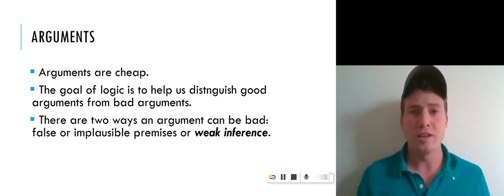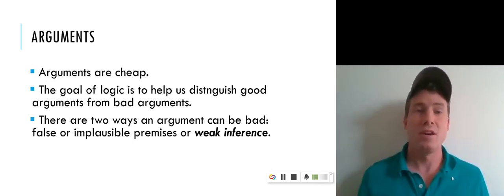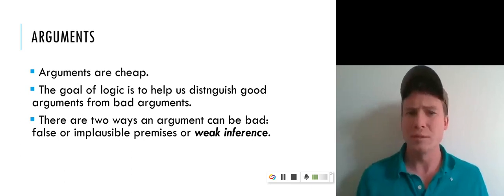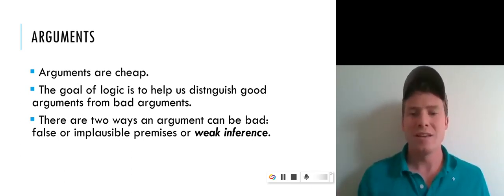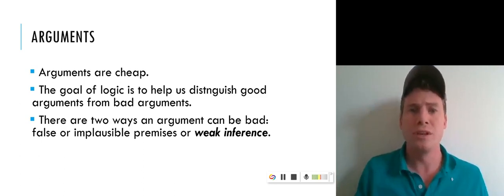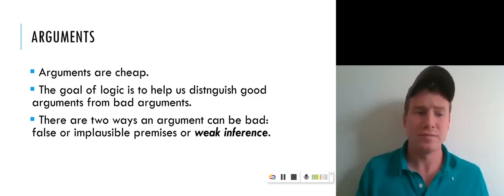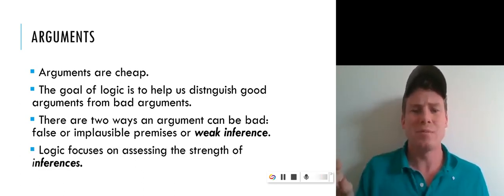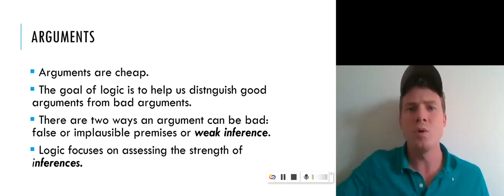Now, there are two ways in which an argument can be bad. First, it might have false or implausible premises. And second, most important for us, it might have a weak inference. That is, the premises, regardless of whether they're true or not, might not really support the conclusion that they're intended to support. And it's that second aspect of the arguments that logic focuses on. Logic focuses on assessing the strength of inferences, where an inference is the move from a set of premises to a conclusion.